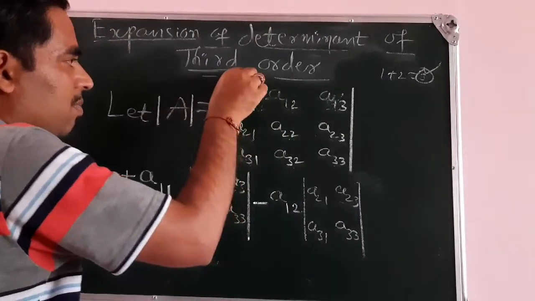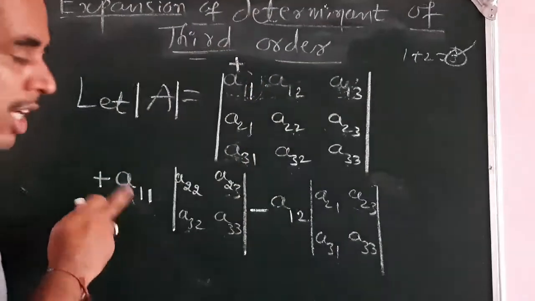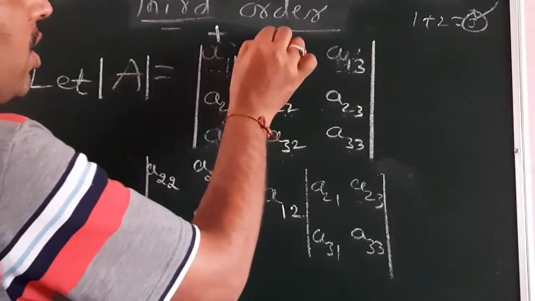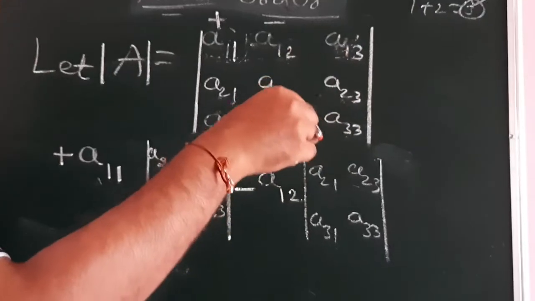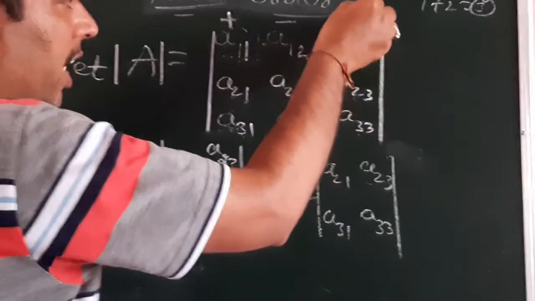So the sign of this is plus, because 1 plus 1 is even. 1 plus 2 is 3, it is odd, so that is minus. See, 1 plus 3, the sum of the suffixes is even, so wherever even comes, I write the sign as plus.